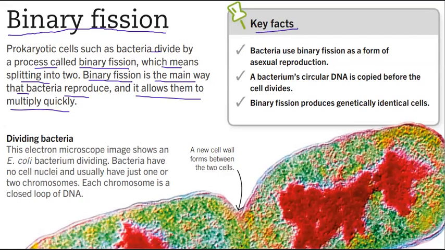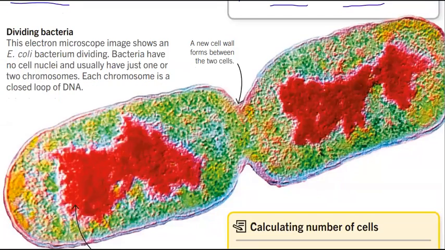And the key facts: bacteria use binary fission as a form of asexual reproduction, and a bacterium's cellular DNA is copied before the cell divides. Another thing is binary fission produces genetically identical cells. See those identical cells in the diagram, you can see how beautifully we have shown dividing bacteria.